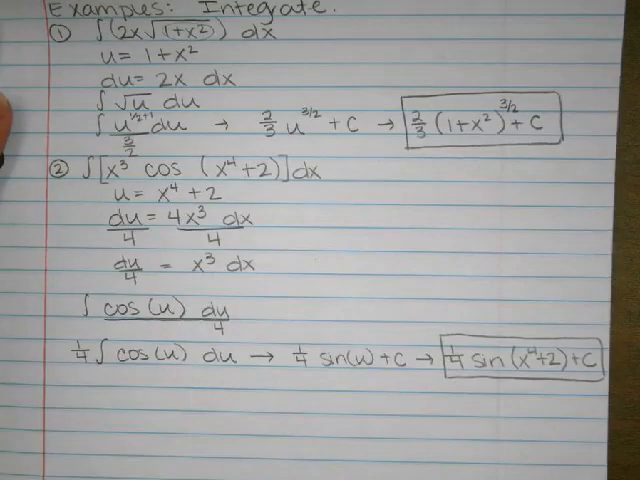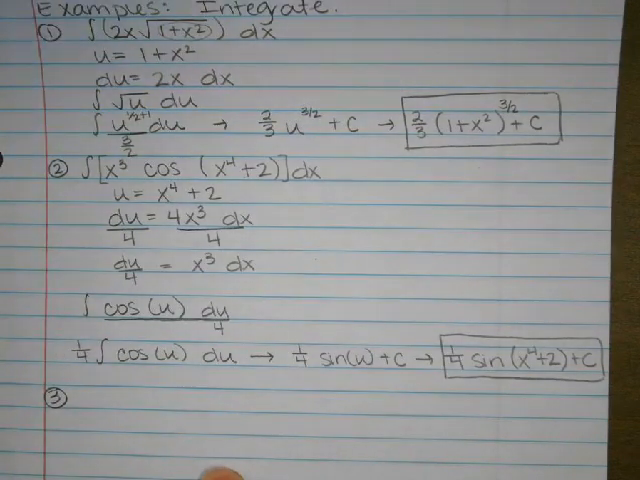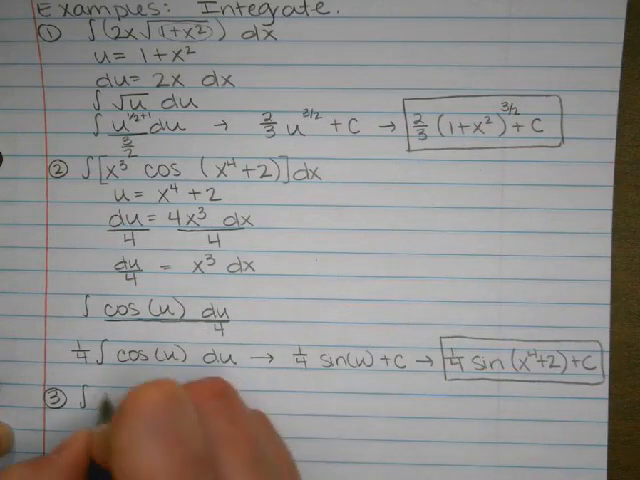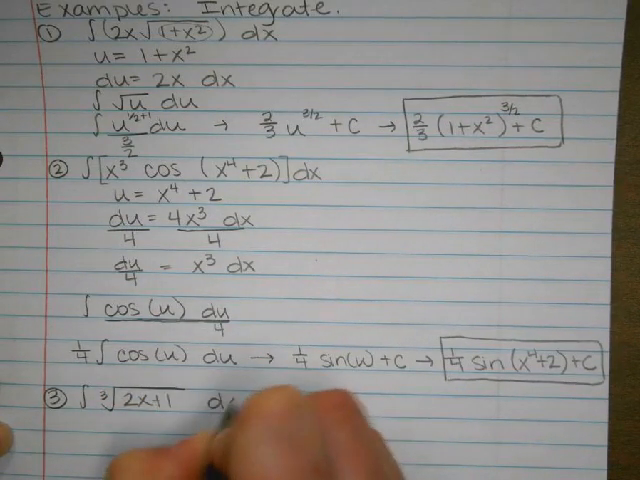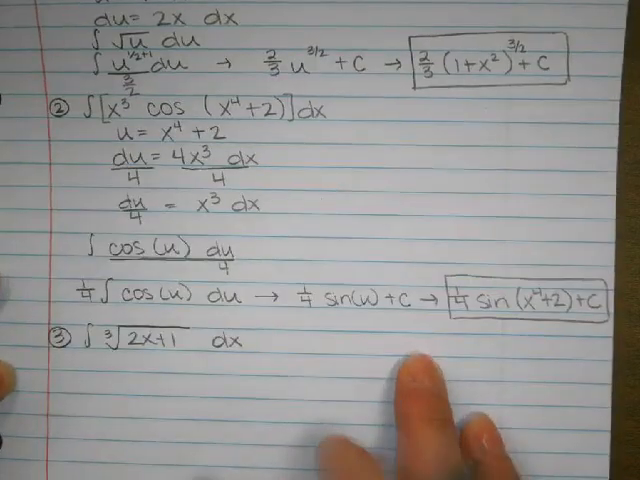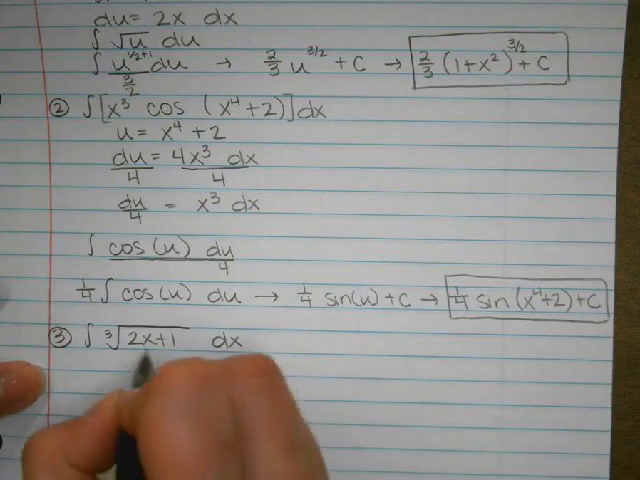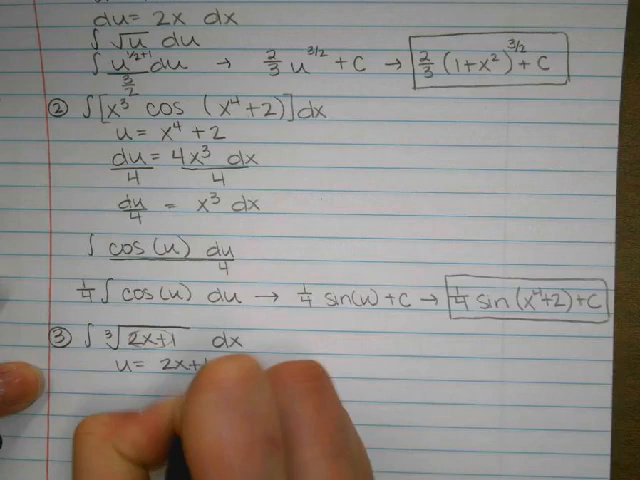All right, problem 3. So this one says we're going to integrate the 3rd root of 2x plus 1 dx. And so I'm looking for the inside because that's what my u should be. So here's my inside right here. That's going to be 2x plus 1.